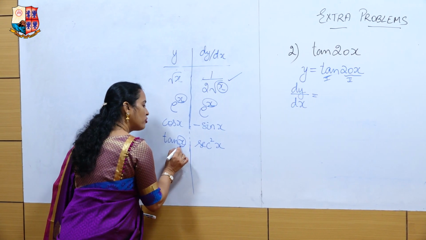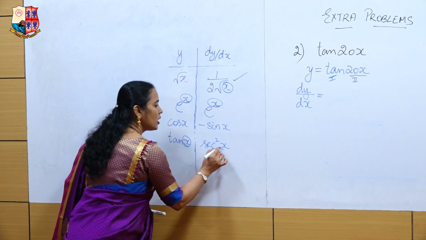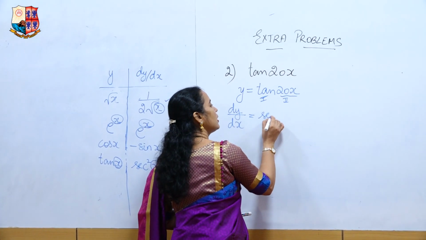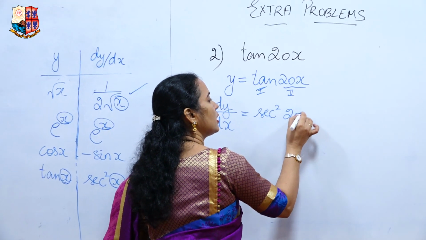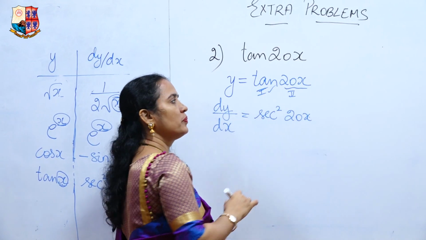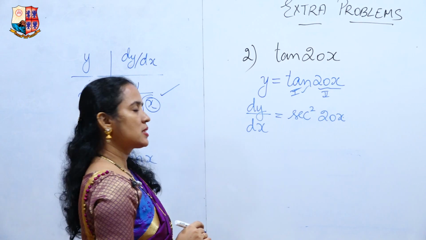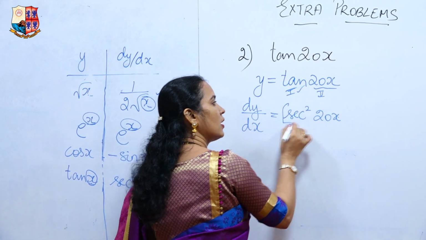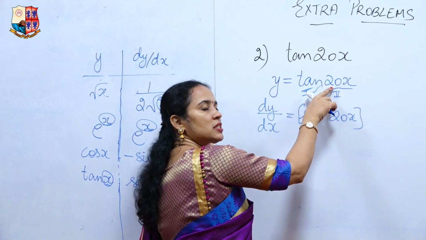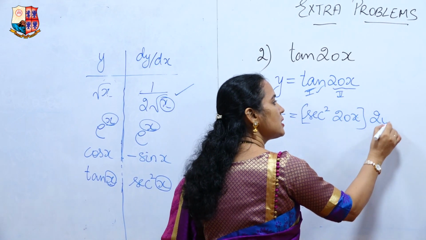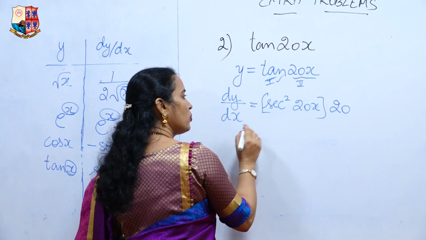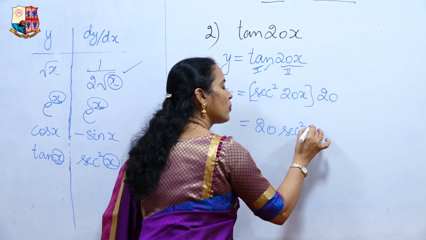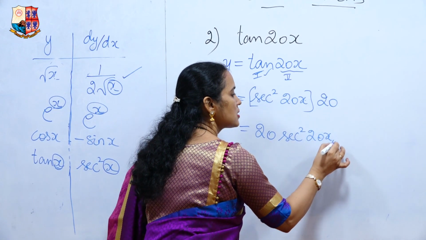Now tan of 20x will give you secant square of 20x. So done with tan. 20x. Now differentiate 20x. 20 into x. Constant in multiplication will remain as it is. X, when you differentiate, 1. So your answer will be 20 secant square of 20x.